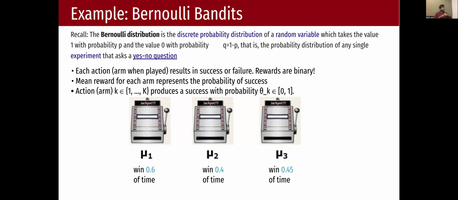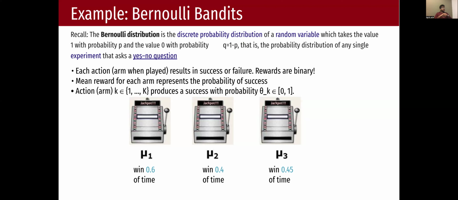And each action, so here action means pulling the arm. In a slot machine there is an arm, so action means pulling the arm. Each action results in a success or failure. So rewards are binary, and the mean reward for each arm represents the probability of success, and the action k, belonging to 1 to K, produces a success with a probability that belongs to 0 and 1.